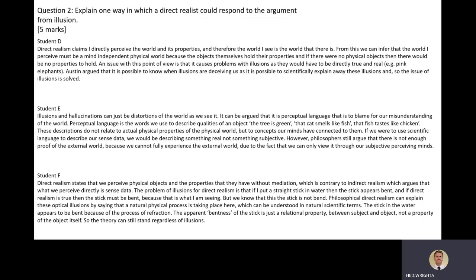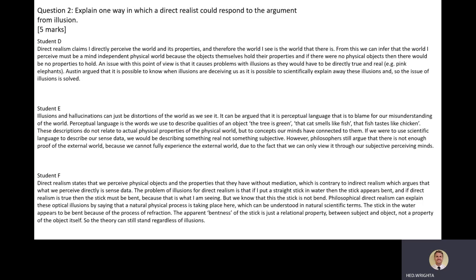Direct realism claims I directly perceive the world and its properties, and therefore the world I see is the world that there is. From this, we can infer that the world I perceive must be a mind-independent physical world, because the objects themselves hold their properties, and if there were no physical objects, then there would be no properties to hold. An issue with this point of view is that it causes problems with illusions, as they would have to be directly true and real, e.g. pink elephants. Austin argued that it is possible to know when illusions are deceiving us, as it is possible to scientifically explain away these illusions, and so the issue of illusions is solved.